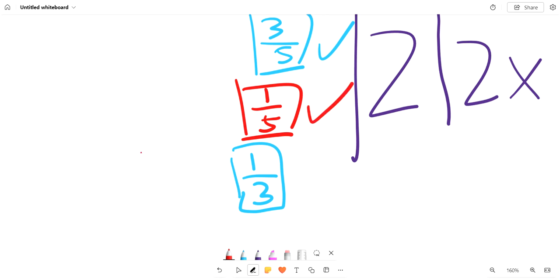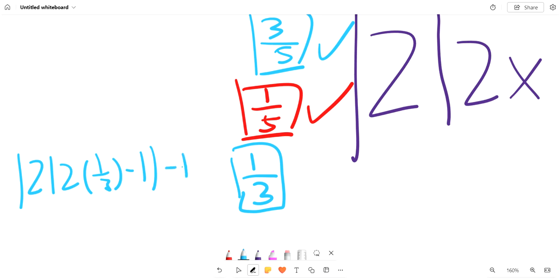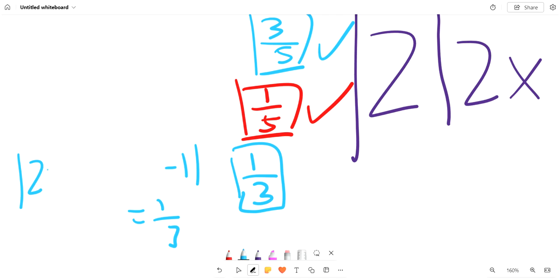And finally, for 1 over 3, we can see that it's 2 times 1 over 3 minus 1 equals 1 over 3. So subtracting this, we get 2 over 3 minus 1, which is 1 over 3. And 1 over 3 times 2 is just 2 over 3. 2 over 3 minus 1 is just negative 1 over 3, but since the absolute value is just 1 over 3, we know that this is correct.